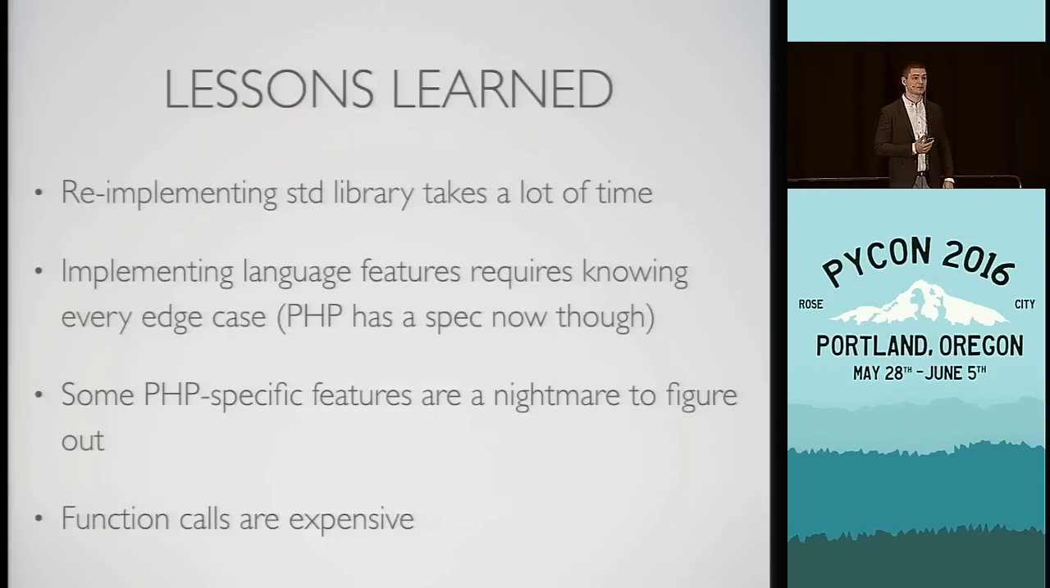Some PHP-specific things, I still have no idea how to implement. For example, PHP has a feature called eval, which takes any string of valid PHP code and actually executes it. I have no idea how to implement that, because that means my interpreter has to be bundled with the runtime. So as it's running the code, it's also parsing some new code, which I have no idea how to do. And function calls are expensive.